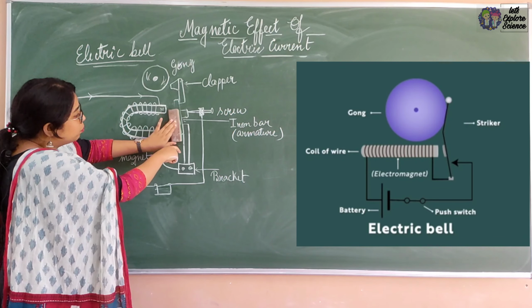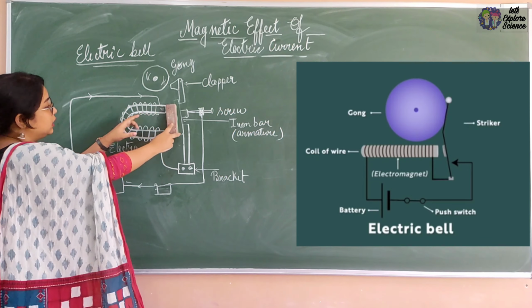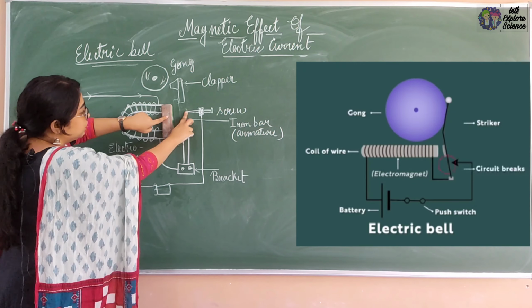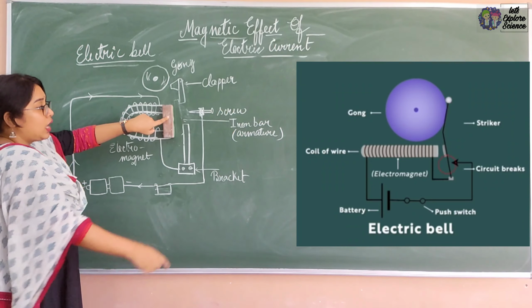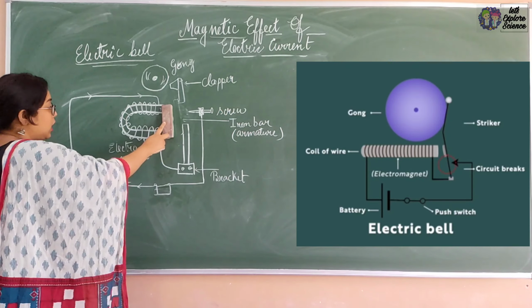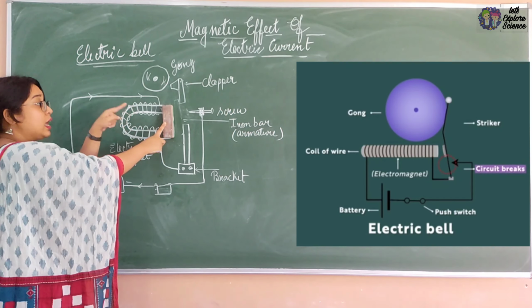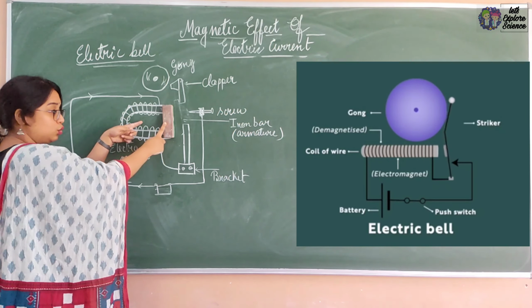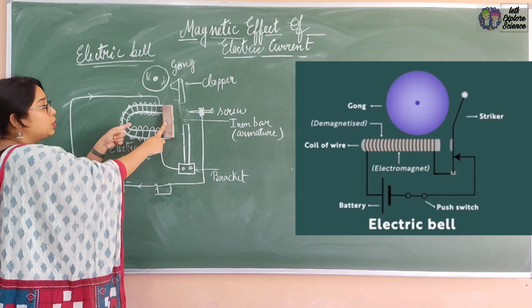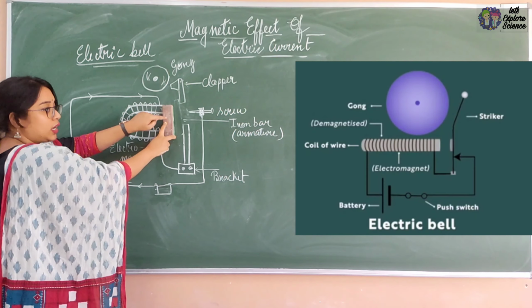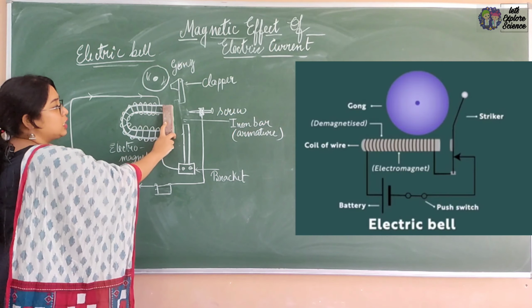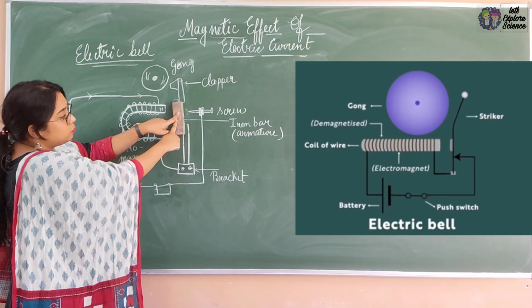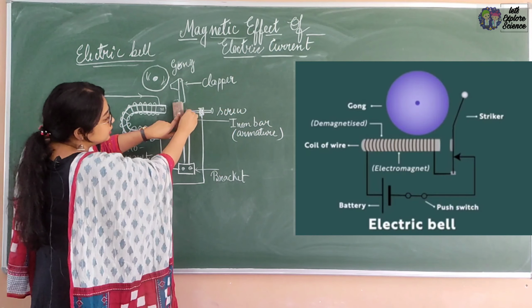Now you see, the moment the electromagnet attracts the armature, the circuit breaks. As the circuit breaks, the current won't flow through this electromagnet. When the current is not flowing through this electromagnet, will it behave like a magnet? No. Then it will again come back to its original state, so it won't attract this armature. Then it will go back to its original place.